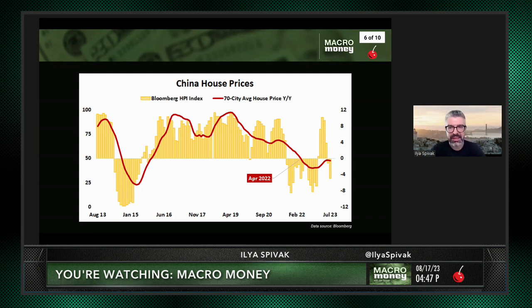The other bit is a housing crisis. So what we see here are two indicators. The yellow bars are the Bloomberg House Price Index. It works just like a PMI index. Above 50 is positive, below 50 is negative. And what that's telling you is what share of a 70-city average is reporting house price gains, so more than half, over 50, or less than half, under 50. And what you see here in the red line is just the average house price year-on-year growth rate for those 70 cities. So what do we see here?